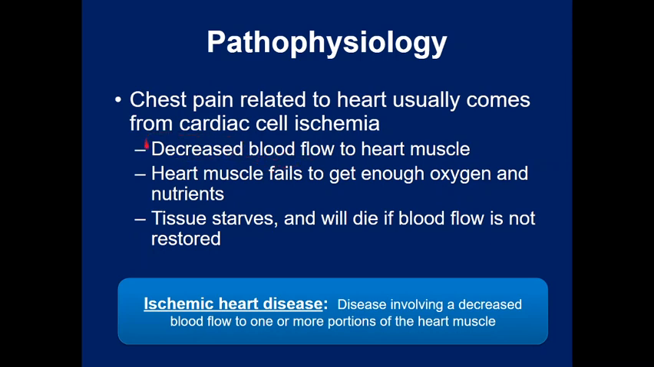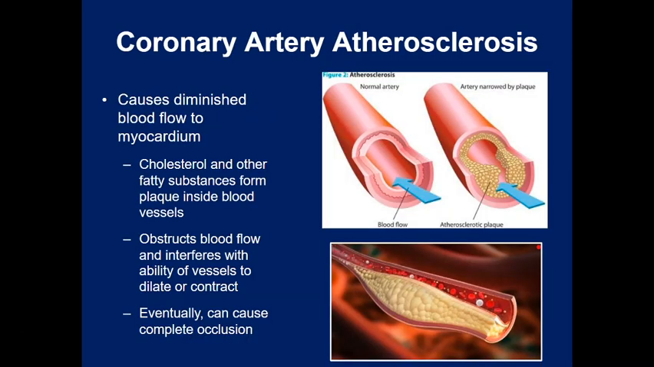And so if that supply is decreased in any way, if the supply doesn't meet the demand, you get ischemia, and that causes chest pain, classically, all right? So that tissue starvation will result in death of that tissue if it is not restored. So we call this ischemic heart disease, disease involving decreased blood flow to part of the heart muscle. The most common cause of this ischemia is atherosclerosis.